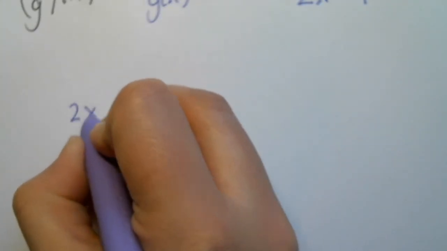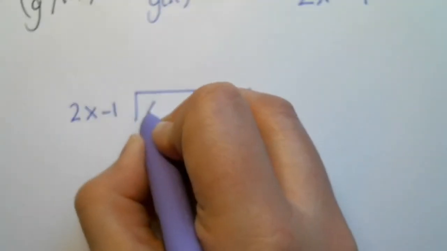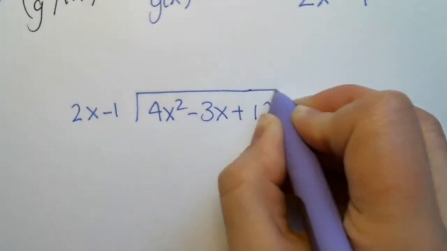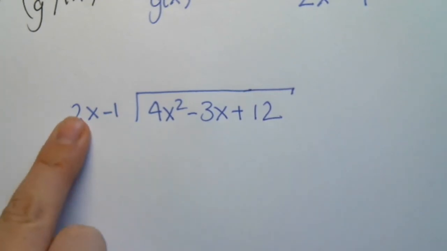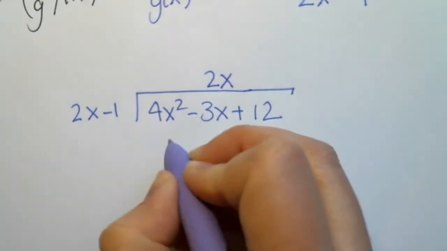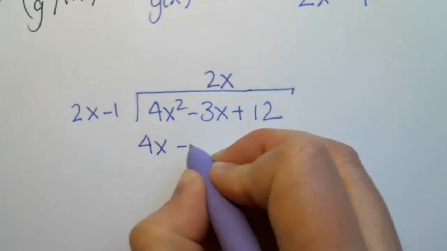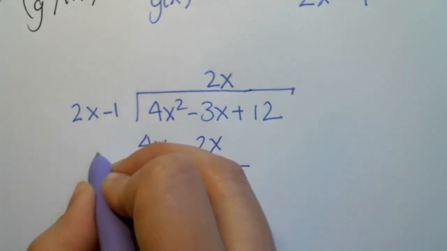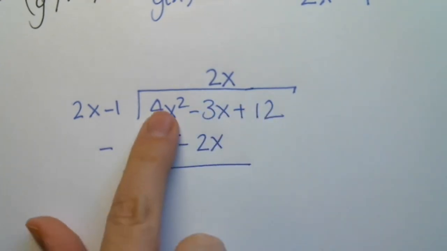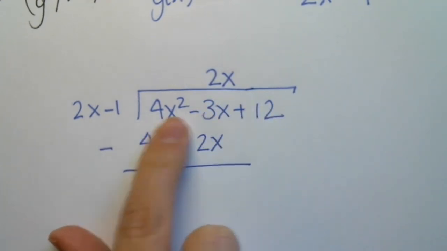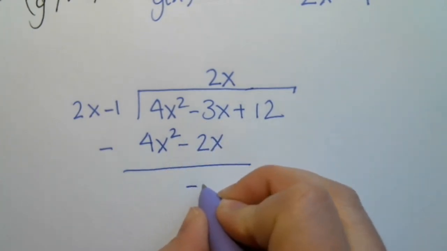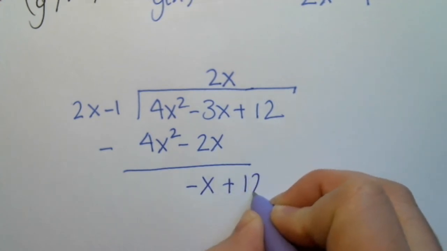We're going to divide 2x minus 1 into 4x squared minus 3x plus 12. Okay, so what do I multiply 2x by to get 4x squared? It's going to be 2x. So this gives me 4x squared minus 2x, and I'm subtracting them. Okay, so 4x squared minus 4x squared is 0. Negative 3x minus negative 2x, or negative 3x plus 2x, is negative x plus 12.